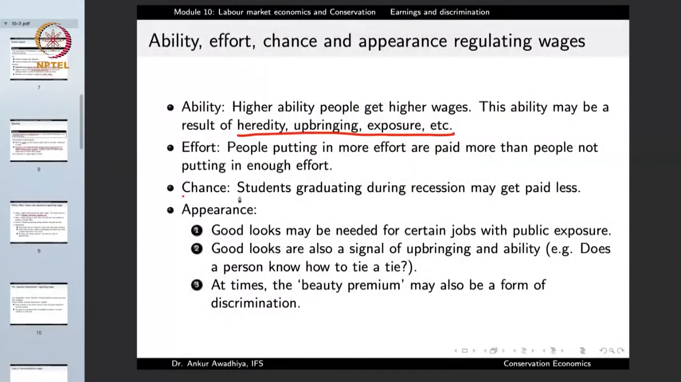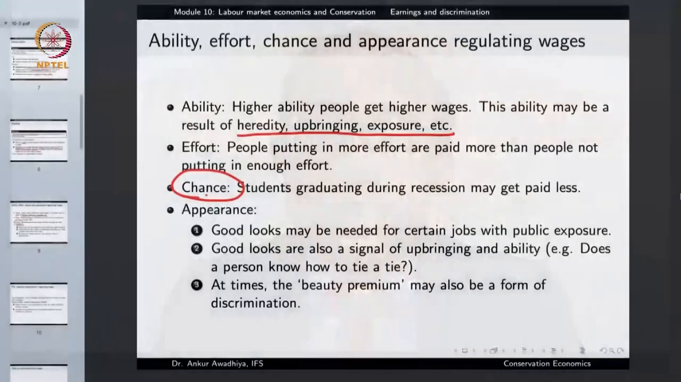Chance. Now, this is a very important factor. Students who are graduating during a recession time may get paid less. These students may have the same ability and may be putting up the same amount of effort as their previous generation of students, that is, their seniors. But just because the market is in a recession period, it may be more difficult to get a job, or it is also possible that the job that these people get will pay them less. This is not because of any difference between the students of this class and the students of the previous class. It's just a luck factor, a chance factor. People who graduate during times when there is a recession typically get lower wages. So a chance factor is also involved.